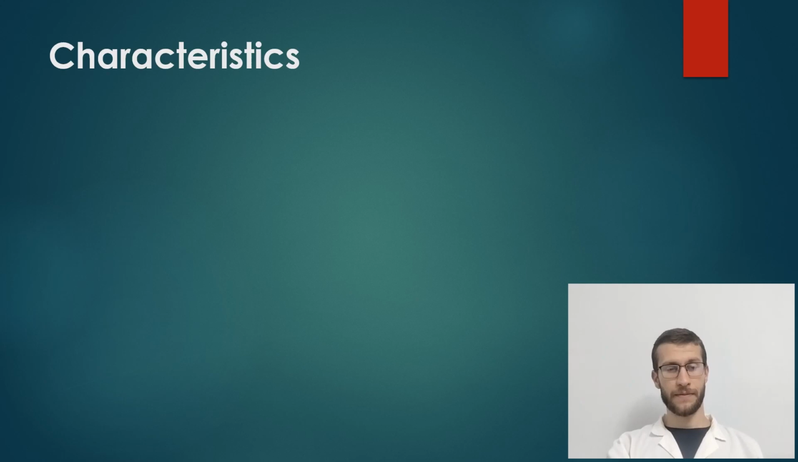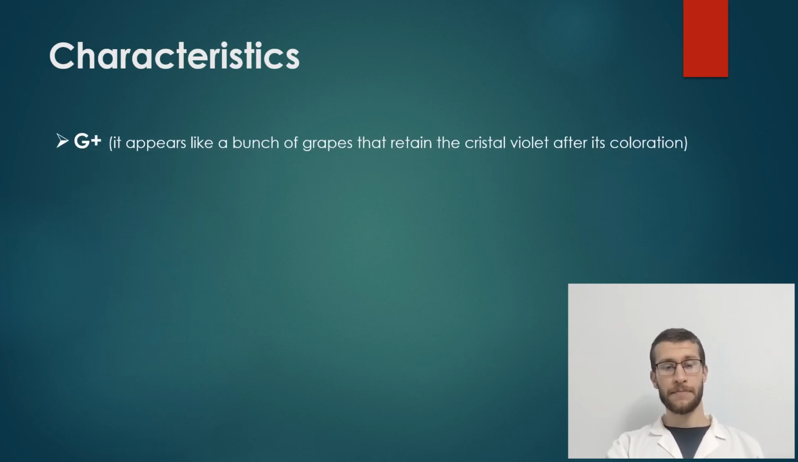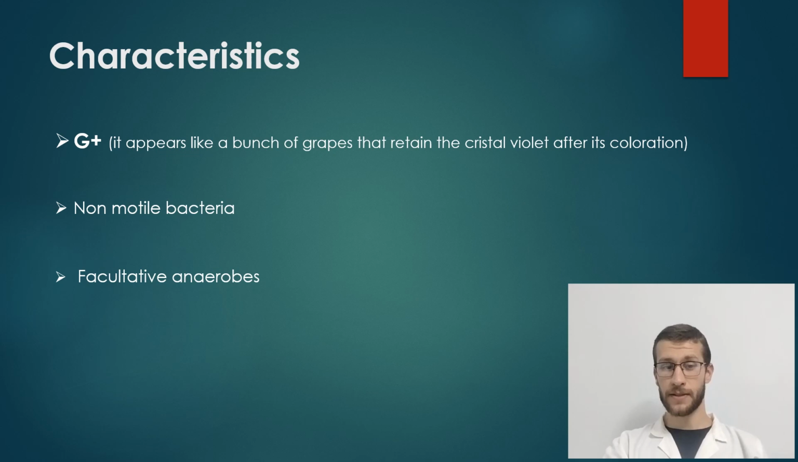Now, let's dive deeper into the characteristics of this bacteria. It's gram-positive because it retains the crystal violet after its coloration, and that's due to the peptidoglycan layer that it contains, which makes it appear like a bunch of grapes. It's a non-motile bacteria, which means that it has no flagella that enables it to move in different areas. It's a facultative anaerobe, which means that this bacteria can survive in both oxygen and non-oxygen environments.